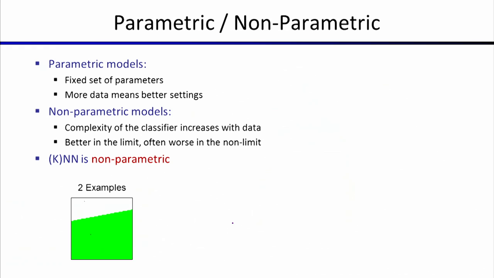As your training set gets bigger and bigger, what happens to these weights and these probabilities? They might get more accurate, but they don't become more numerous, right? They're still the same set of features. They're still the same set of conditional probabilities. And so more data means better settings, but not richer classification boundaries. In a non-parametric model, the complexity of the classifier actually increases with the data.